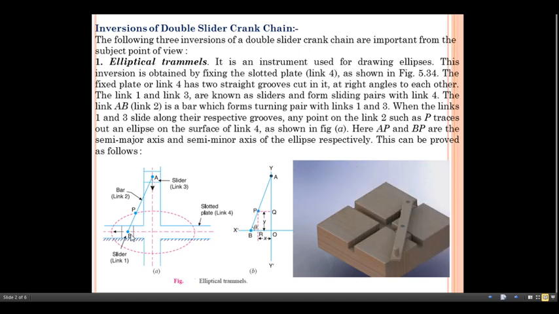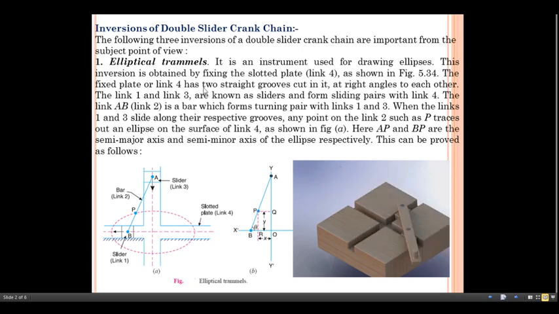If we focus here, slider number 1 at B is connected with link number 2. That will form the first turning pair. Link number 2 is connected with slider 3. That will form the second turning pair. Link number 3 is connected with this slotted plate. That will form the first sliding pair, and this will form the second sliding pair. Link number 1 with link number 4 will form the next sliding pair.